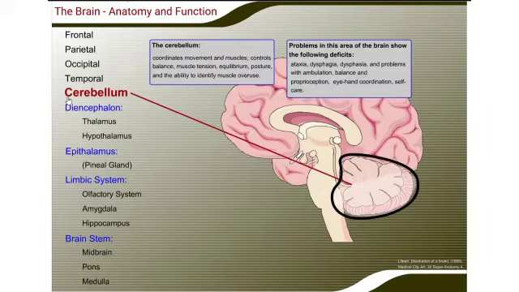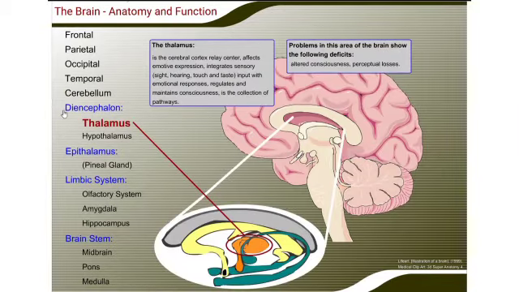The cerebellum coordinates movement and muscles, controls balance, muscle tension, equilibrium, posture, and the ability to identify muscle overuse. Problems in this area of the brain show the following deficits: ataxia, dysphagia, and problems with ambulation, balance and proprioception, eye-hand coordination, and self-care.